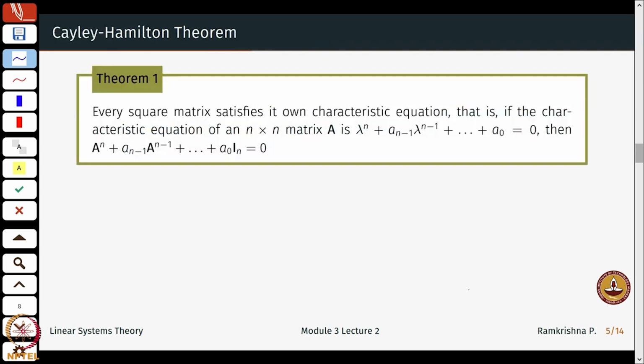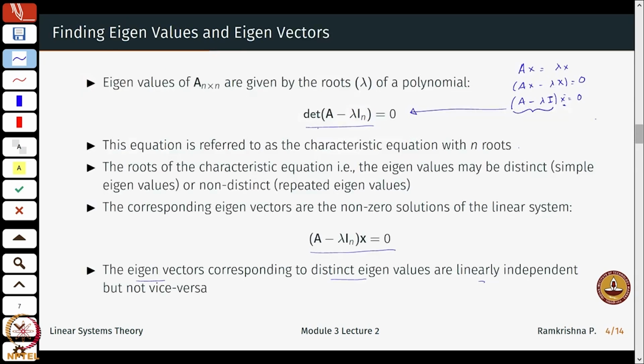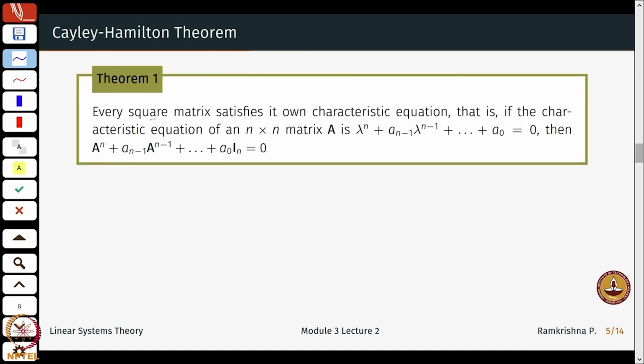Okay. So, there is a theorem here which we will use while we do controllability and other topics, or even computing the matrix exponentials. I will not do the proof of this, but it says that every square matrix satisfies its own characteristic equation, which means that, starting from here, the determinant of A - lambda I = 0 will result in a polynomial of this form.